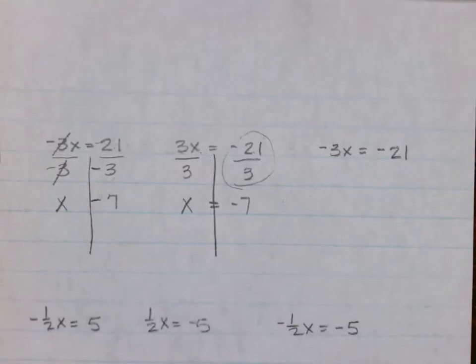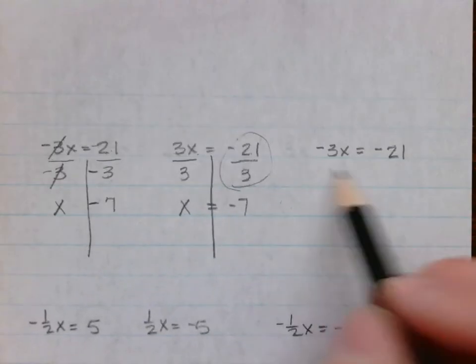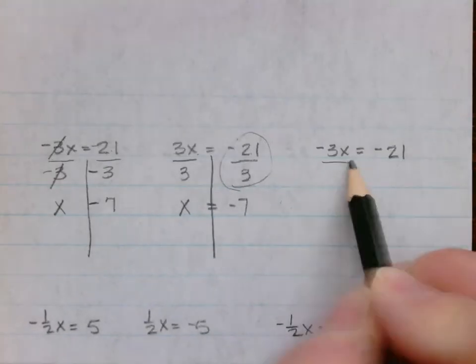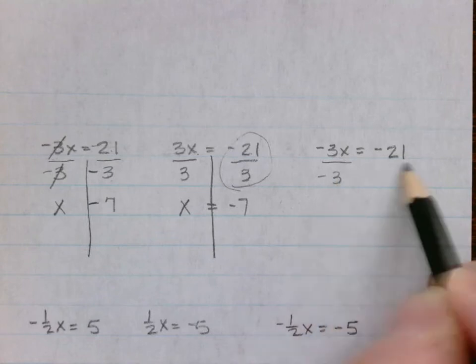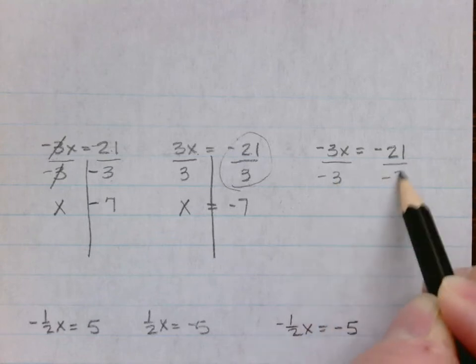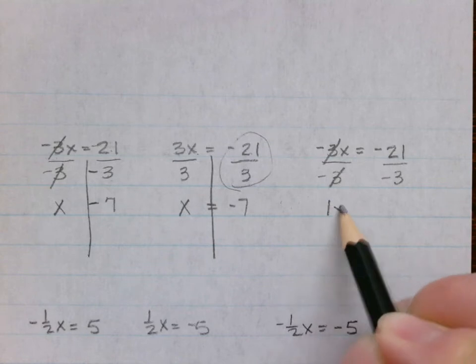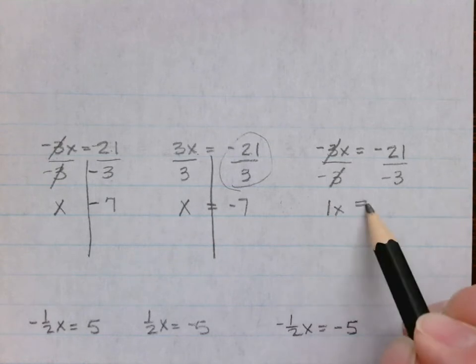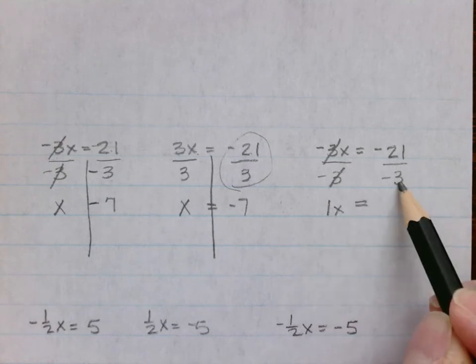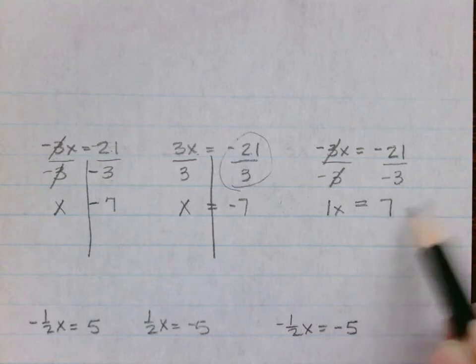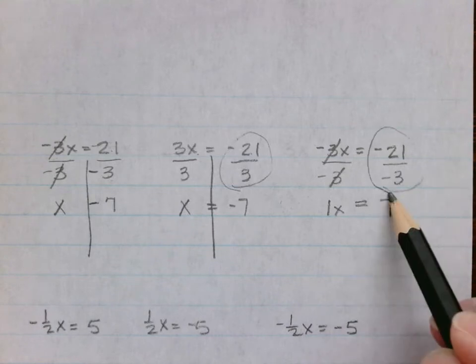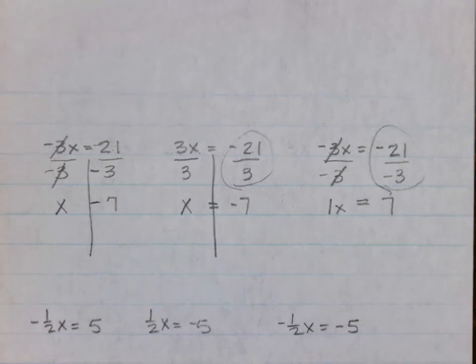In the last example on the right, I have negative 3x equals negative 21. Again, I'm going to use my inverse operation. Negative 3 divided by negative 3 gives me 1x, and negative 21 divided by negative 3 gives me a positive 7. Notice my signs are the same, and whenever our signs are the same, it's going to be a positive number.